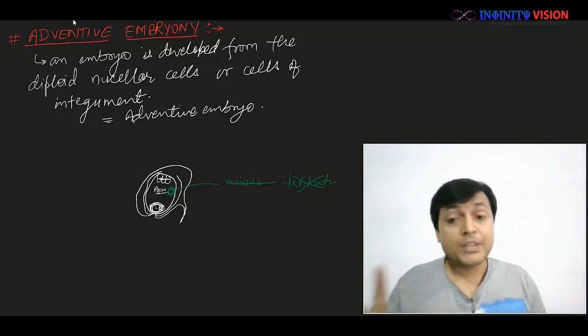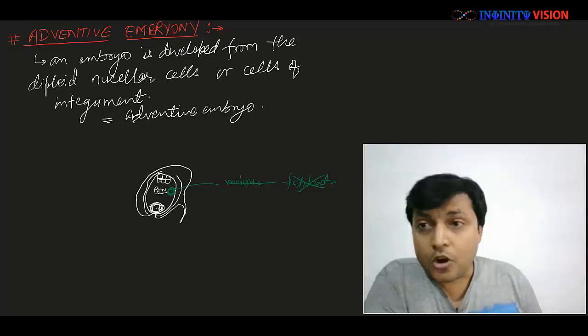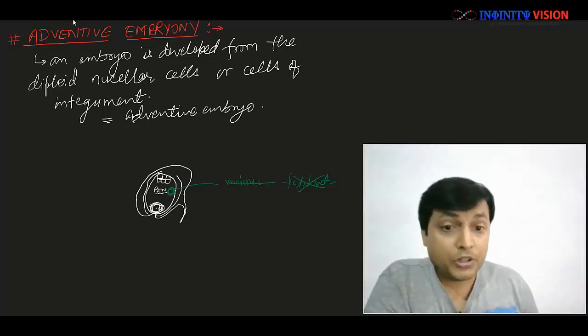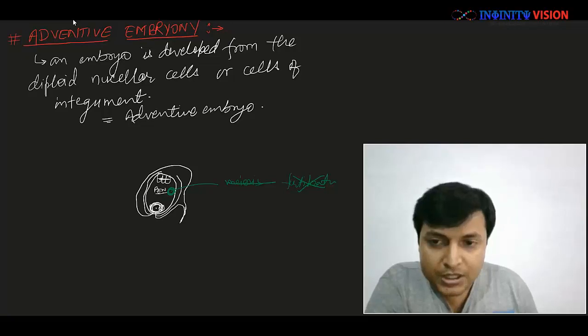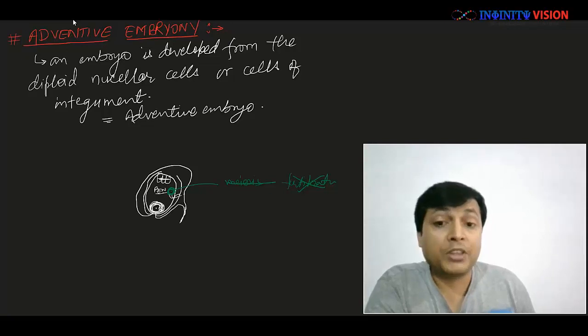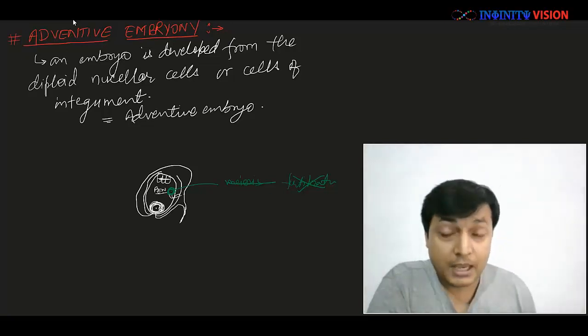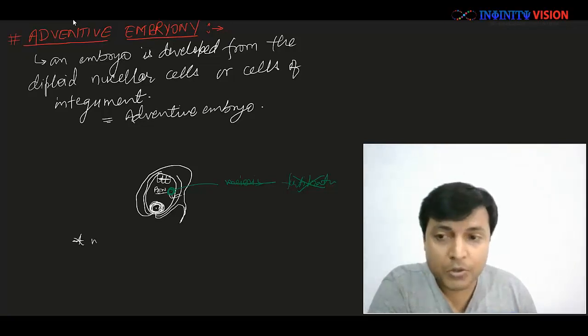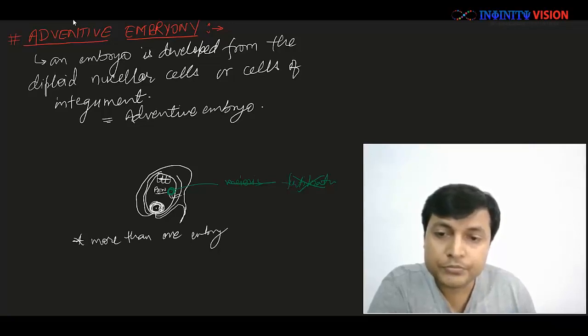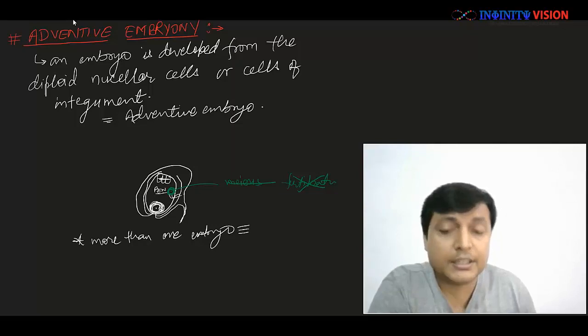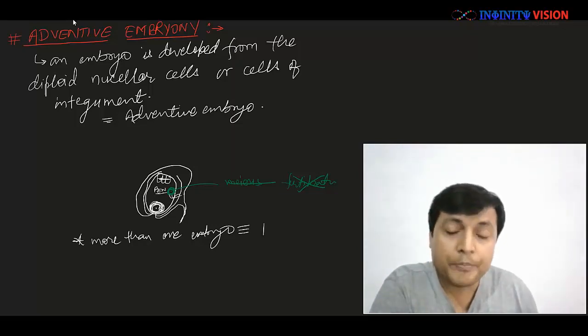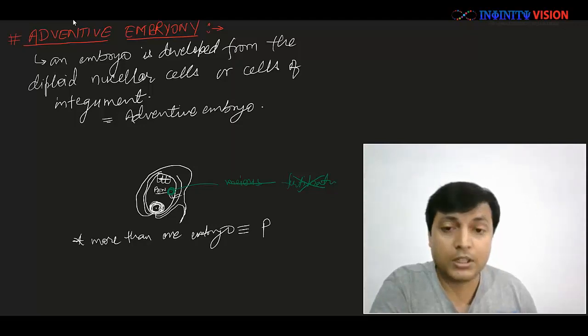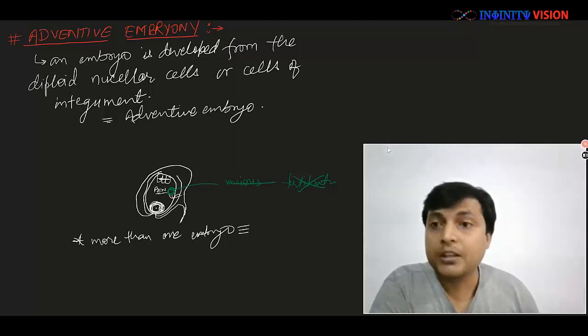Okay, now in most of the cases where this adventive embryony takes place, what we find is there is a true embryo and there is an adventive embryo, or there could be more than one adventive embryo, right? So the whole embryo sac has more than one embryo, and hence this whole phenomenon is called polyembryony. This is called polyembryony.